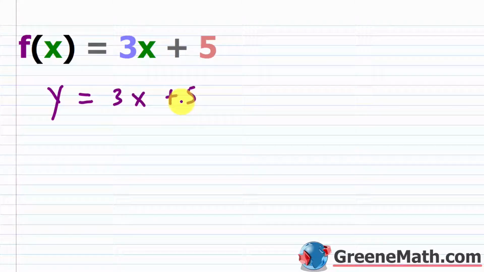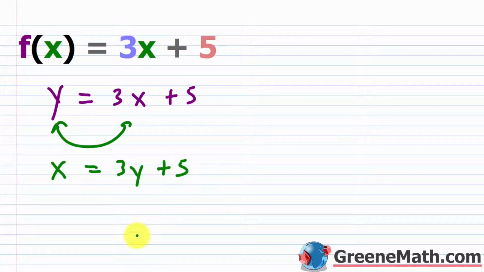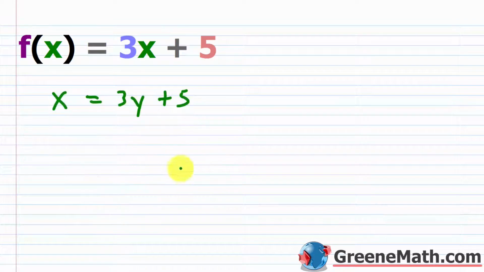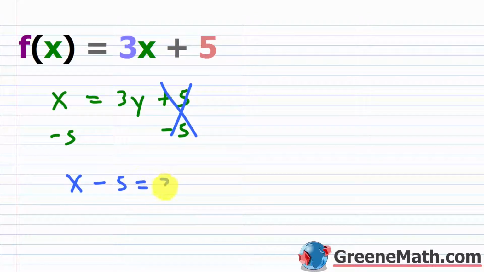Then the next thing you want to do is swap x and y. Remember, these are going to be reversed. The x values become y values and the y values become x values. So if I swap x and y, I'm going to say this is x and this is y. And now I'm just going to solve it for y. To solve it for y is very easy. We subtract 5 away from each side of the equation. We know that this is going to cancel, and I'll have x minus 5 is equal to 3y.